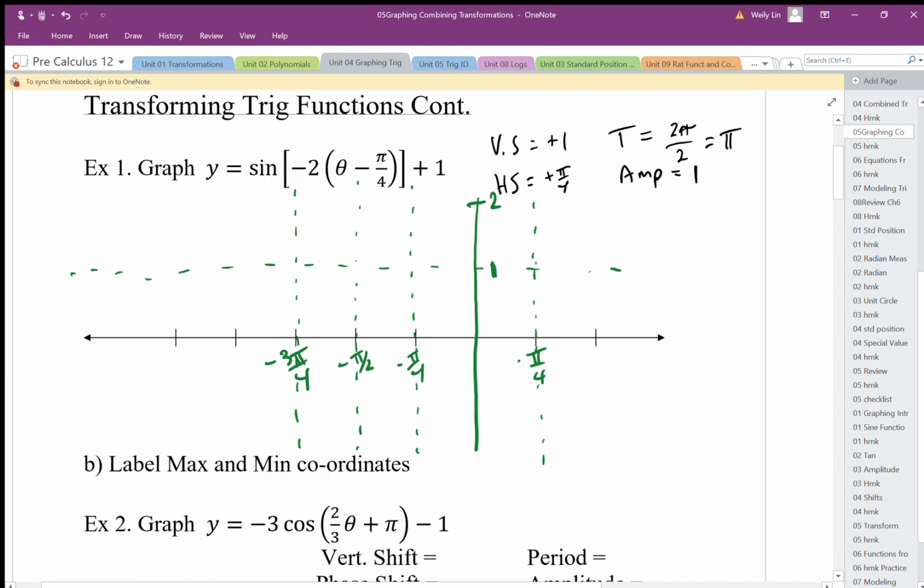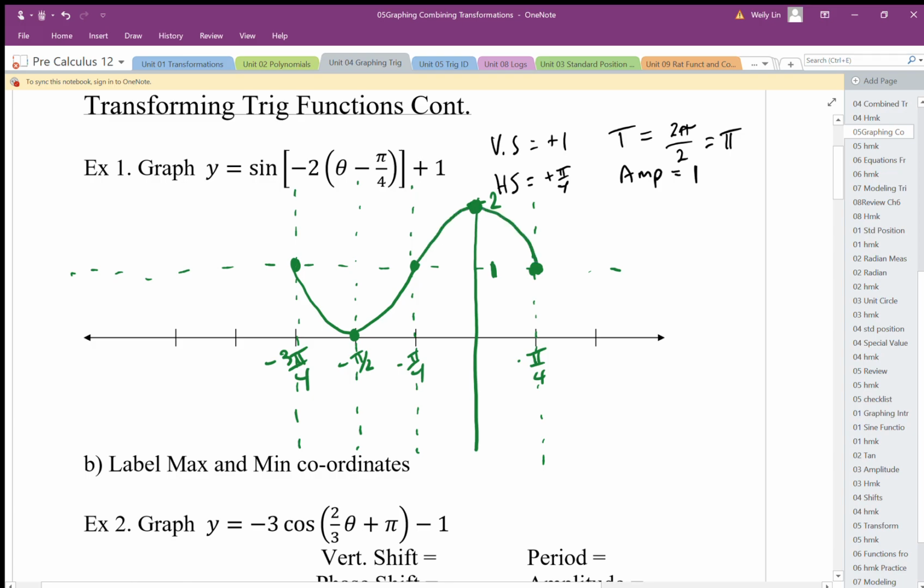So I'm going to start, that's my starting point, and then I'm going to go backwards. I'm going to graph in this direction. So I'm going to go up to the max, to the middle, to the min, back to the middle. Okay, so my graph is going to look like this. Those are my four quadrants.